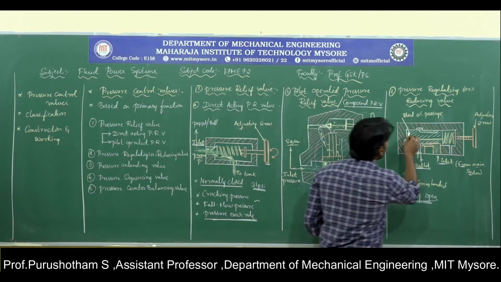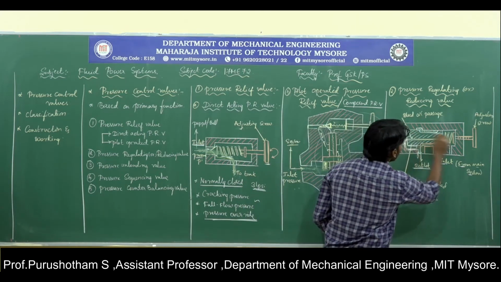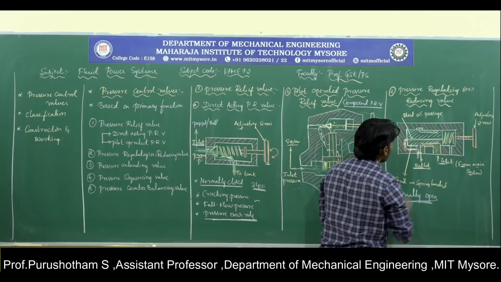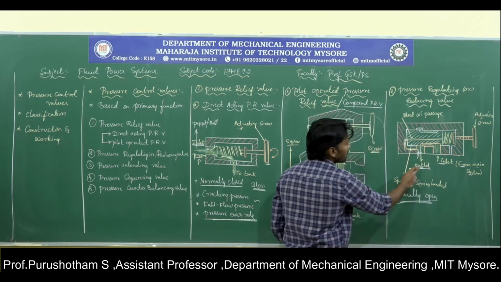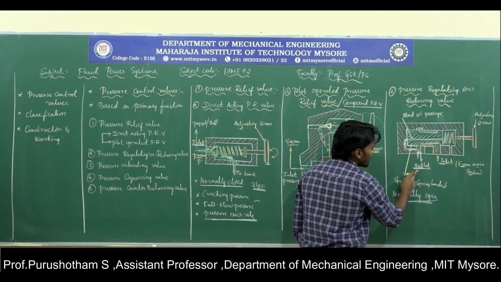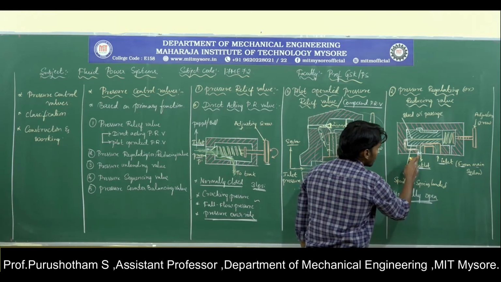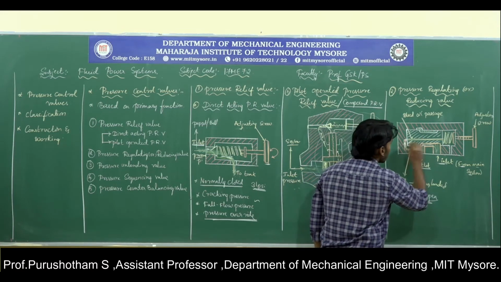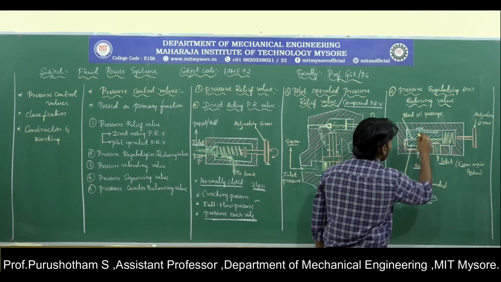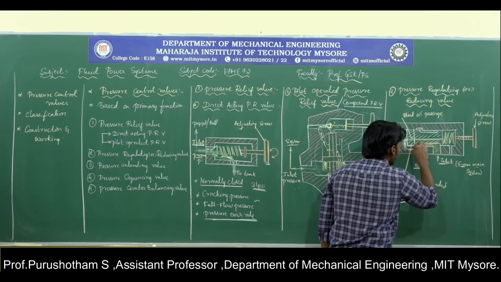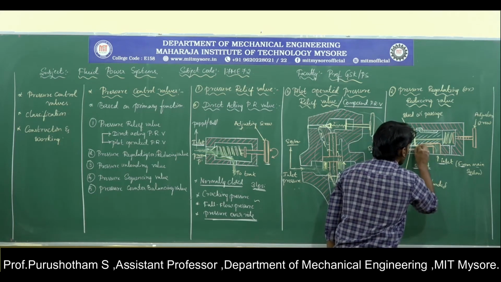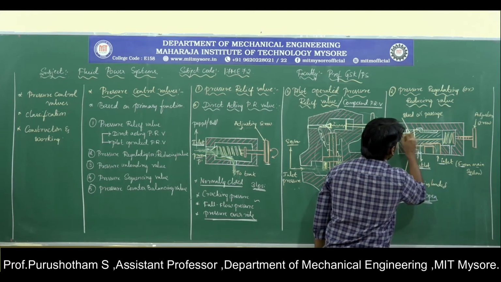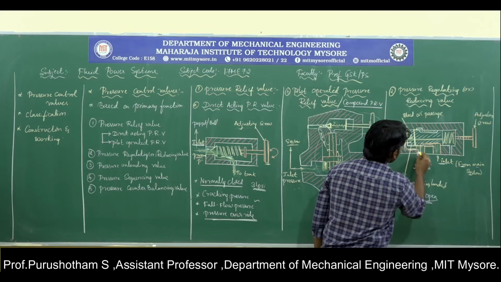Then what will happen? The spool is going to move towards the spring. This will be the first position. So when the outlet pressure increases, that will create the backup pressure. That is going to transfer to the spool through this passage. Then the spool moves towards the right side. Now the spool is here, having moved from this position to this position.